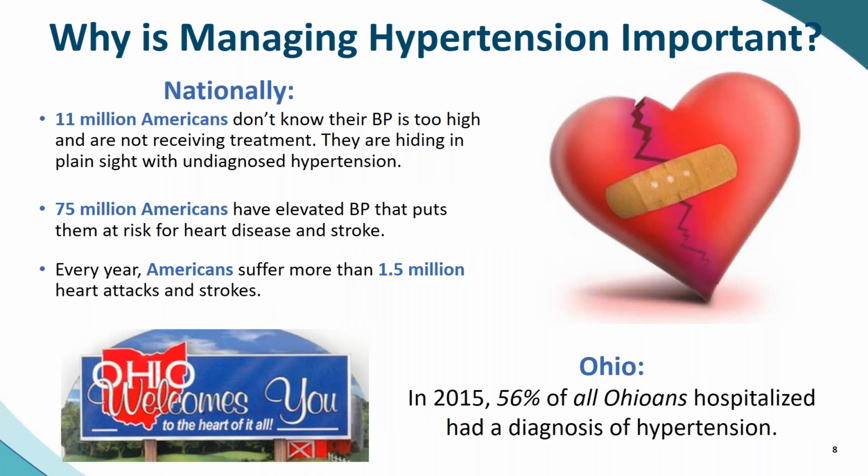Hypertension. Well, we've got 11 million Americans walking around who have high blood pressure but are not receiving treatment and maybe have never been diagnosed with hypertension. We have 75 million Americans at higher risk for heart disease and stroke, and about 1.5 million every year who do suffer a heart attack or stroke.